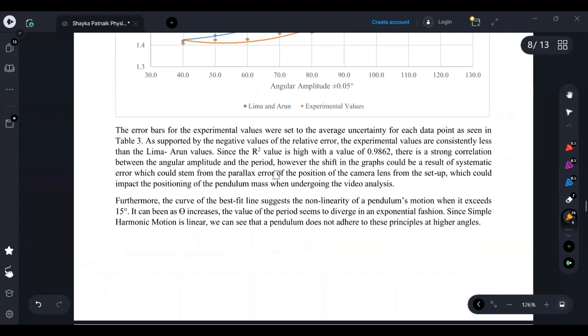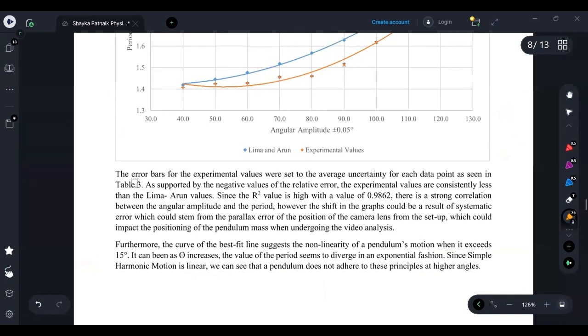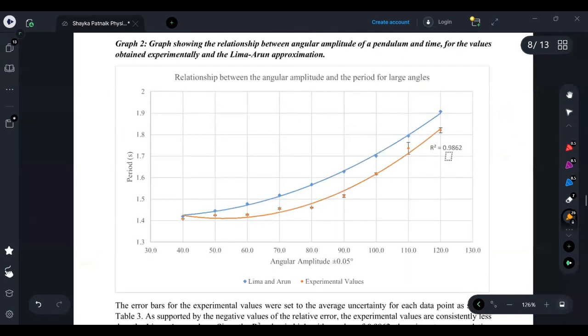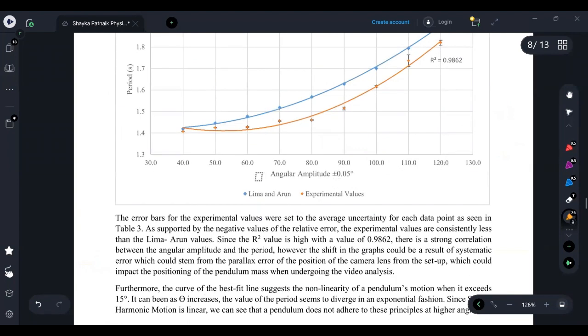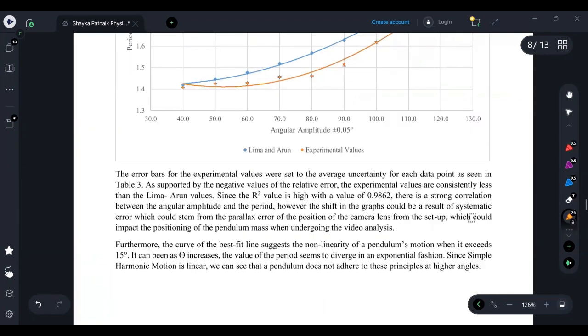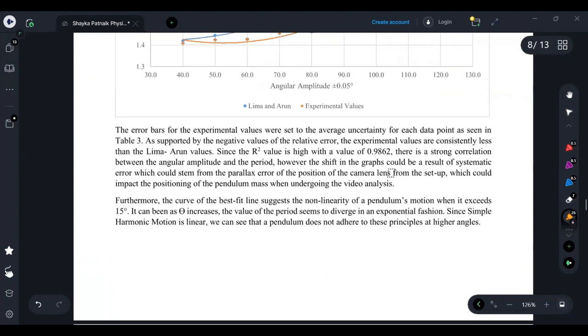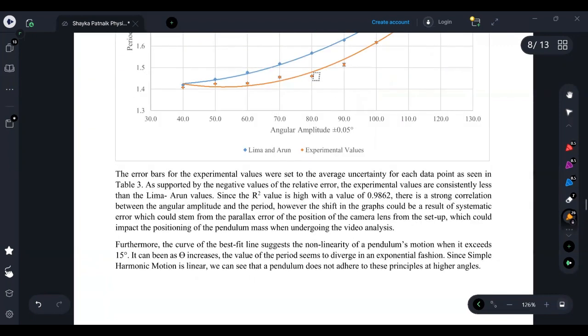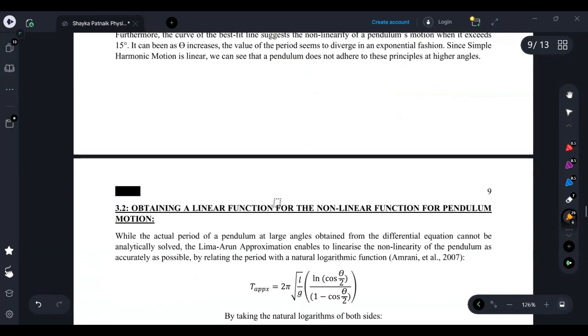You also want to justify these error bars. So for me, I definitely said there's a really high R squared value, and my error bars are very, very small, so there could be a strong correlation between amplitude and period. And then I talked about what other errors could have impacted my investigation, such as systematic error, which would have caused it to shift from the origin, and parallax error of the position of the camera lens. And then I talked about the curve and my best fit line.